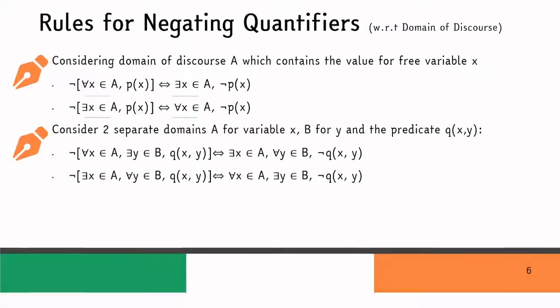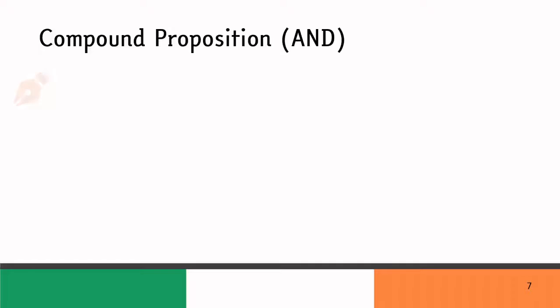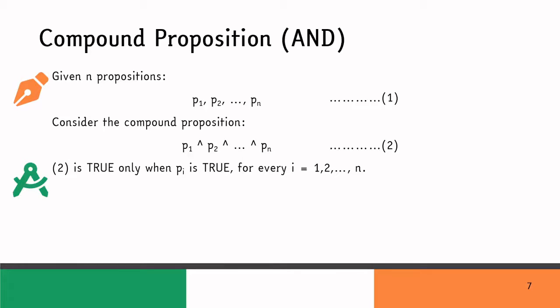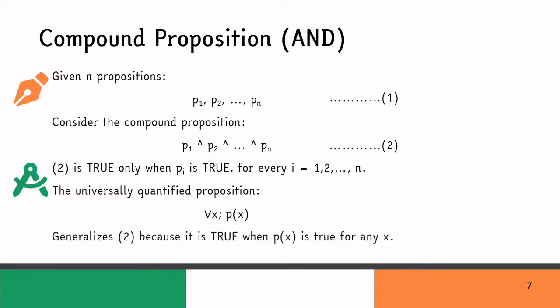Let us discuss the compound proposition AND. Consider n different propositions P1, P2, P3 up to Pn. Let's compound this and then it becomes P1 and P2 and P3 up to Pn. So basically the conjunction of all propositions. We can say that the second statement is true only when all the values of P1, P2 till Pn are true. This is an example of a universally quantified proposition and can be represented as for all x, P of x. This is a general expression for statement 2.